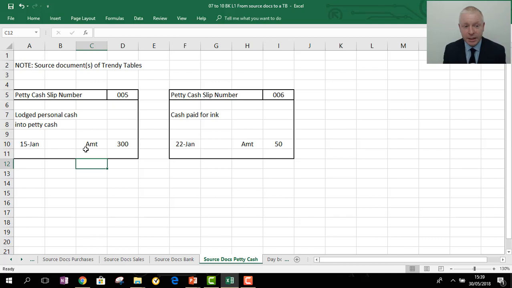So on the 15th of Jan, the amount of money pumped in was 300. Then on the 22nd of Jan, some money was spent in order to pay for ink, perhaps for an inkjet cartridge printer in the office, and the amount was for 50. And you can see there's also sequential numbers. So 005 is this one, 006, and that might help us reference things back at a later date if we need to.